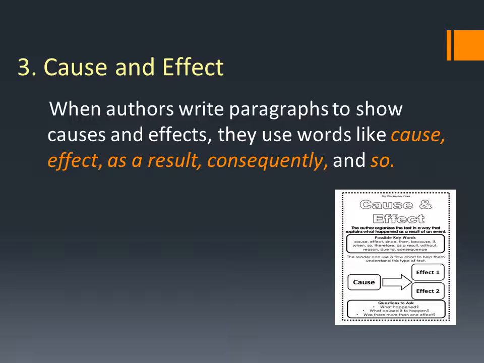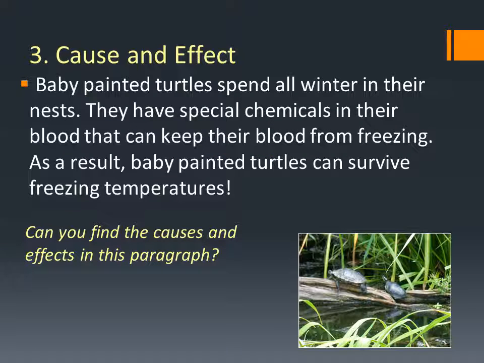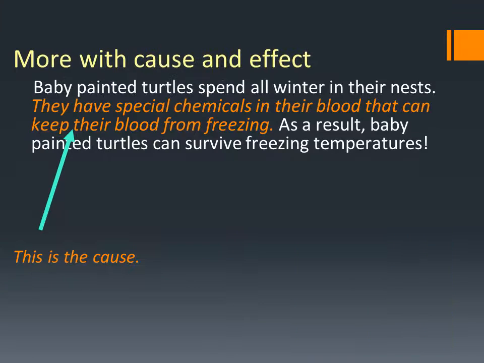Okay? So again, an example for you. Here's a short paragraph. Baby painted turtles spend all winter in their nests. They have special chemicals in their blood that can keep their blood from freezing. As a result, baby painted turtles can survive freezing temperatures. So now you have to find out what are the causes and what are the effects in this paragraph. So, they have special chemicals in their blood that can keep their blood from freezing is the cause.